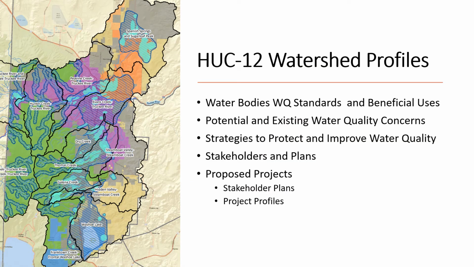The watershed profiles contain information about the water quality standards and beneficial uses, water quality concerns, strategies to protect and improve water quality, the stakeholders, existing plans, as well as proposed projects. The strategies to protect and improve water quality are particularly important because projects that are in line with the strategies to protect and improve water quality are eligible to receive technical assistance from the NDEP Source Water Protection Program.